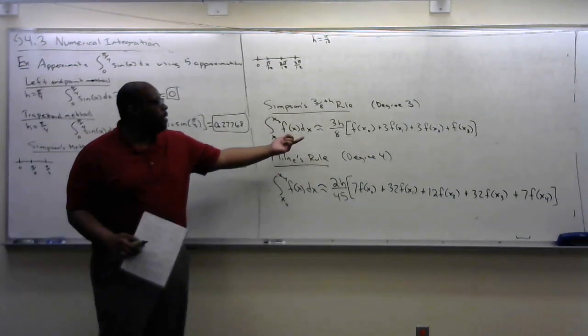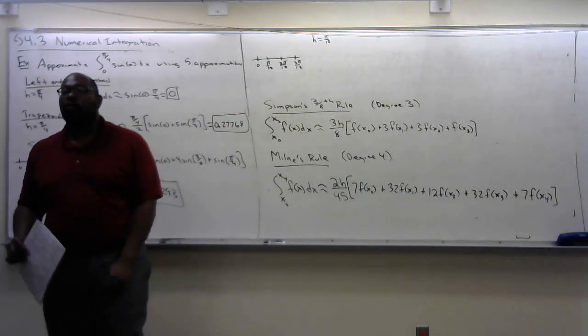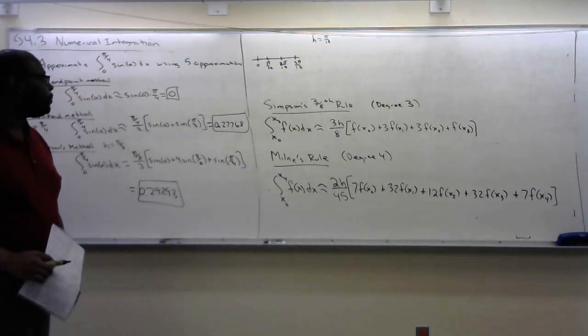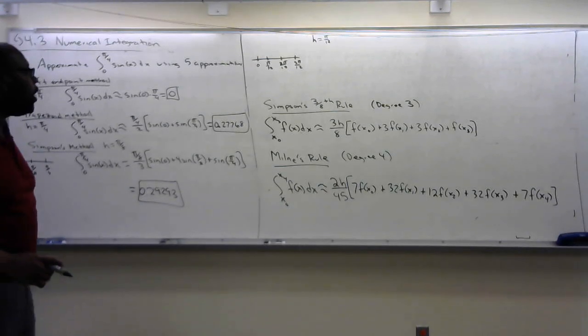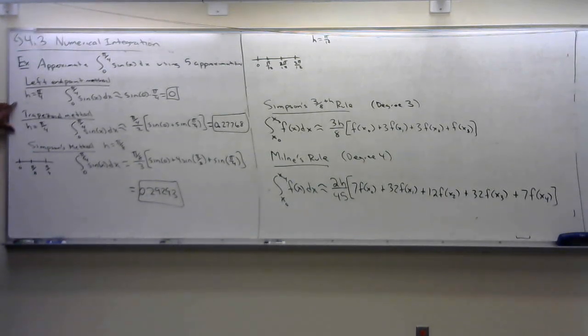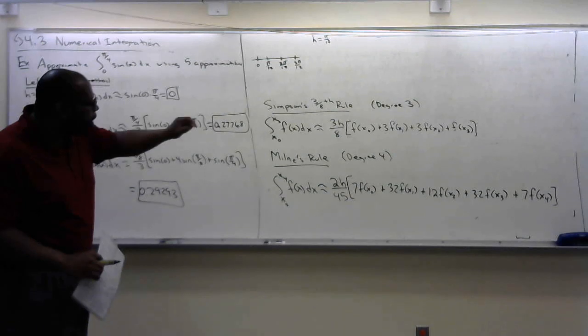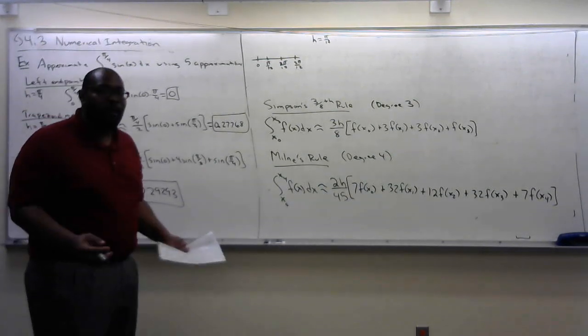To be able to use Simpson's 3/8 rule on the interval from 0 to pi over 4, I have to divide my interval up into 3 pieces. So my h is pi over 12 in this case. Like I said before, with the left endpoint method and the trapezoid method, I really didn't have to split it up at all. I did that in the last problem because I wanted to get a better approximation, but I could have just gone from 0 to pi over 4. That's going to be my approximation. For Simpson's 1/3 and 3/8 and Milne's, I have to split it up to be able to do anything on the interval from 0 to pi over 4.